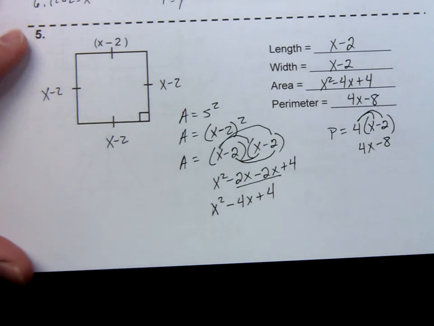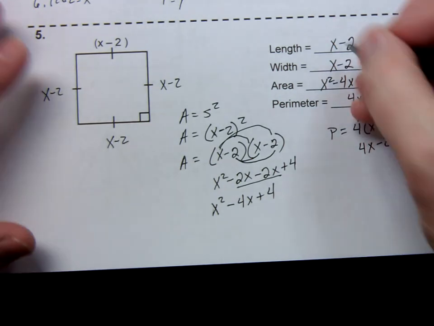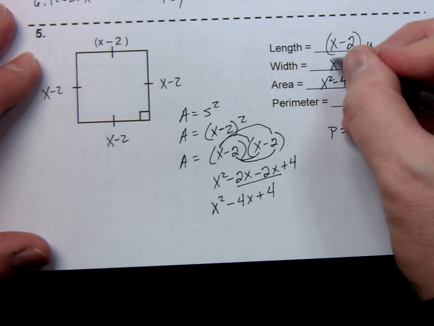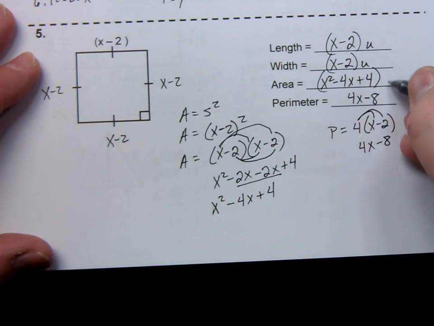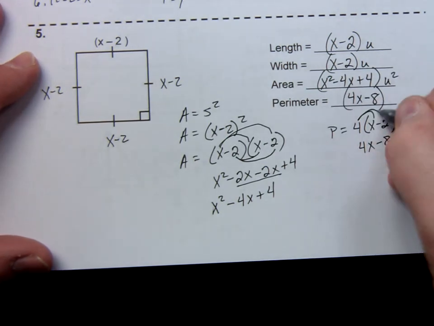Now, we don't want to neglect including our units just because these things look a little different than what we're used to. The length is a one-dimensional measurement, so it'll be regular plane units. The width, regular units, one dimension. Area, however, is a two-dimensional measurement, so it is units squared. And then perimeter, one-dimensional, so regular units.